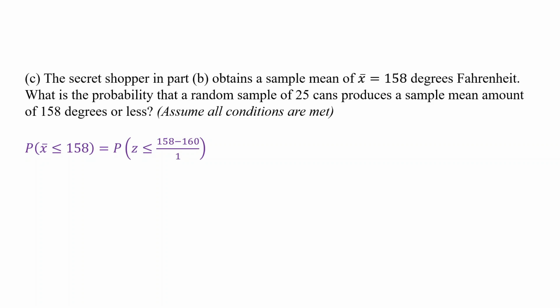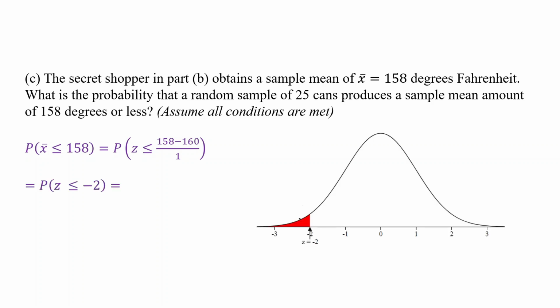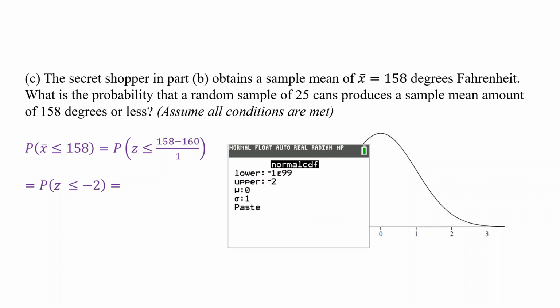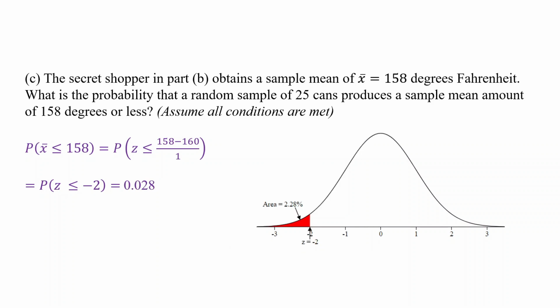So the probability that x bar is less than or equal to 158. So now we're working with x bar, not x. It's x bar because we are dealing with a sample mean. So we'll still find the z-score. We take 158 minus 160, and this time we divide by our sampling distribution standard deviation, which is 1. This results in a z-score, z less than or equal to -2. So if you draw the curve, it's right there. If you put it into the calculator, -infinity, -2 as your upper, and then you get an area of 0.028.